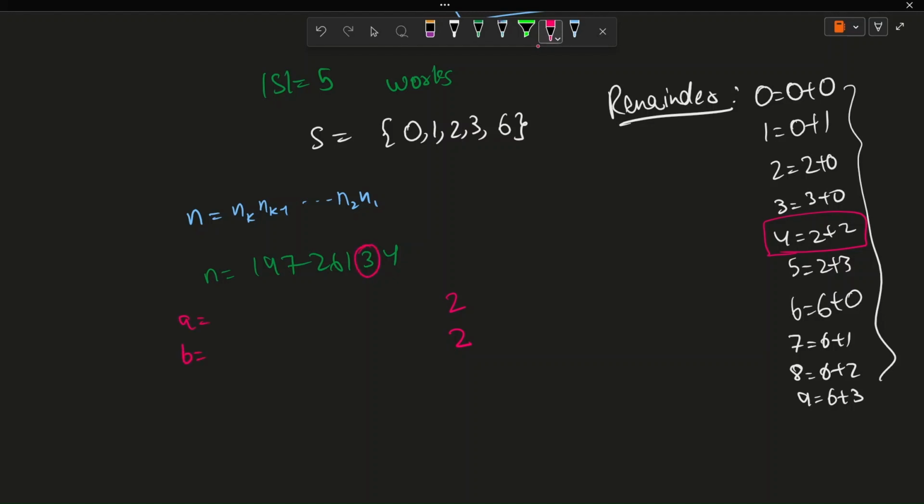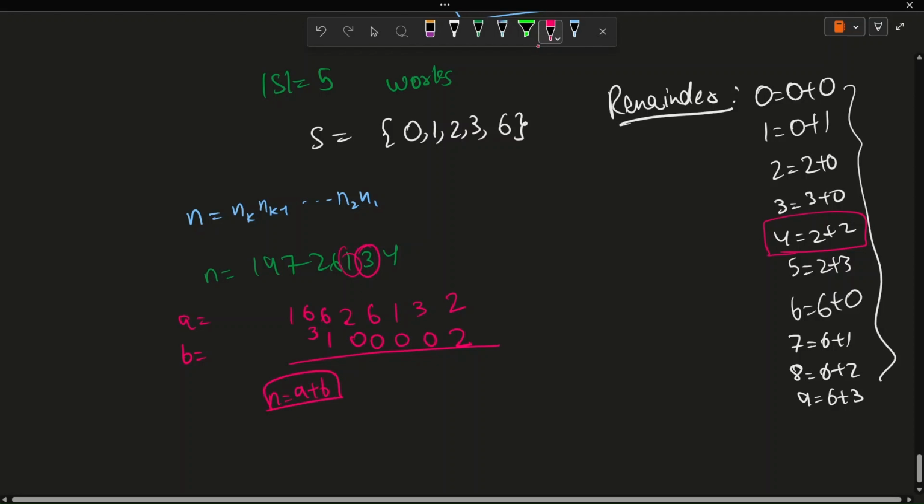Then we try to generate 3. How do we generate 3? 3 plus 0. So we write 3, 0. Then 1. How do we generate 1? 1 plus 0. 6: 6 plus 0. 2: 2 plus 0. How do we generate 7? Using 6 plus 1. How do we generate 9? Using 6 plus 3. How do we generate 1? Using 1 plus 0. So if we add both of them, we will get n. This is basically n equals a plus b. So this is how we write n as a sum of two numbers.